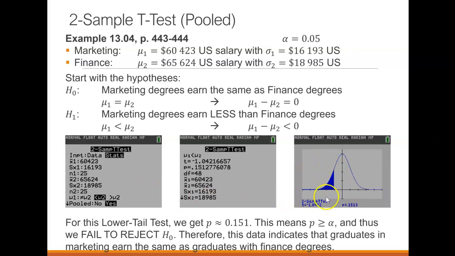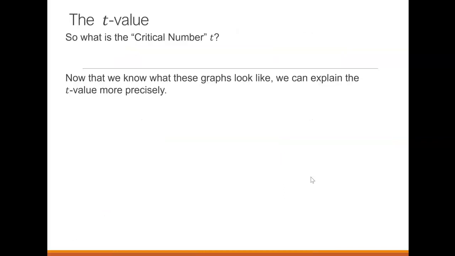And notice here, since we're looking at the stuff less than, this was called the lower tail. Remember, that's how we name these things. Okay.